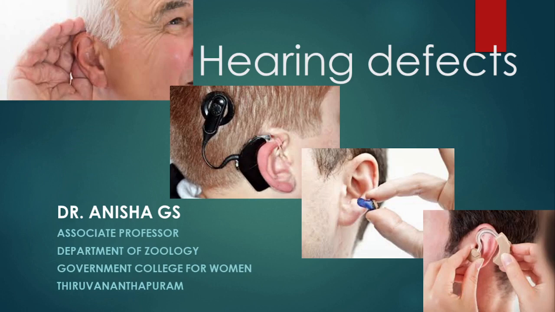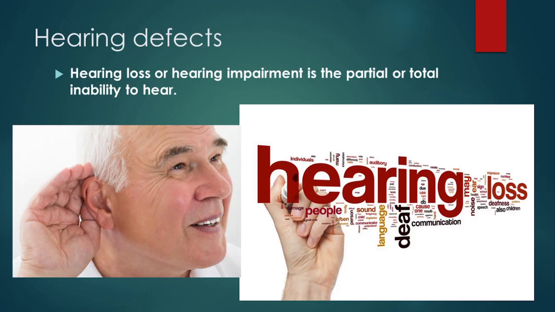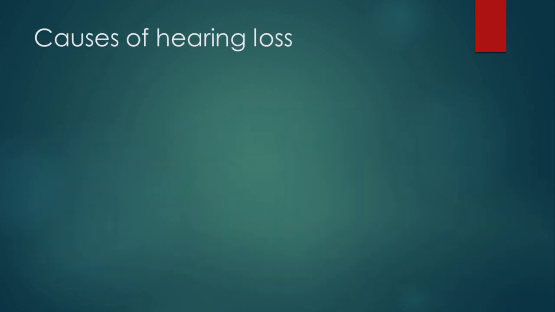Dear students, we have learned about the mechanisms involved in the physiology of hearing. Today let us go through the defects in hearing. Hearing defects are usually called hearing loss or hearing impairment, and it can be only a partial disability or total inability to hear. There are several different causes that result in hearing loss.